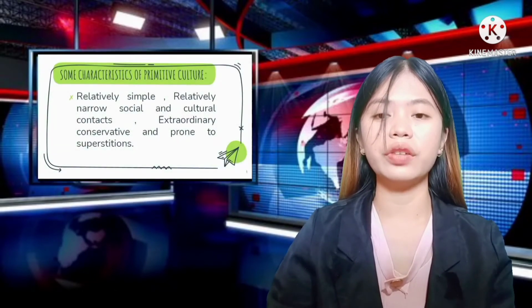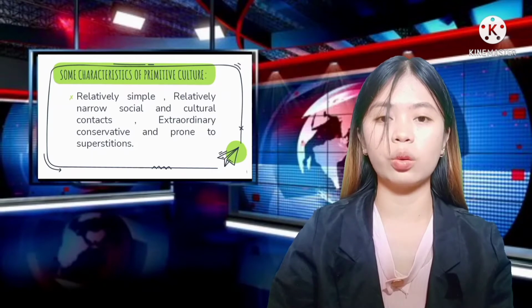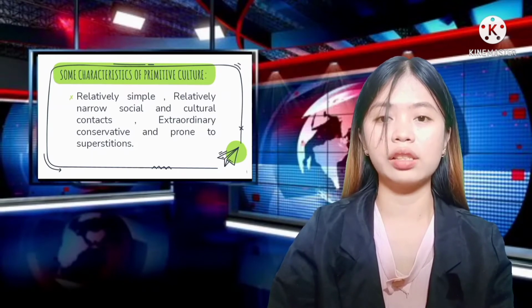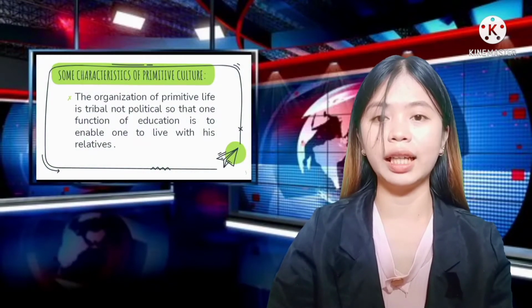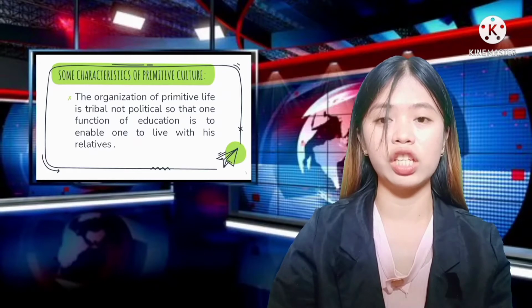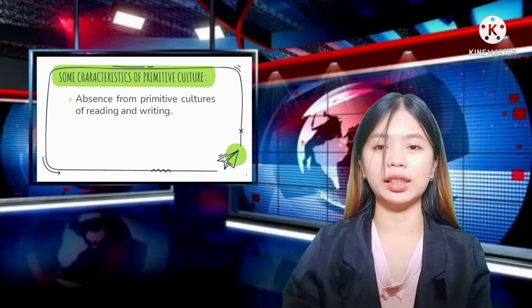These are some characteristics of primitive culture: relatively simple, relatively narrow social and cultural contacts, extraordinarily conservative and prone to superstition. The organization of primitive life is tribal, not political, so that one function of education is to enable one to live with his relatives. Absence from primitive cultures of reading and writing.